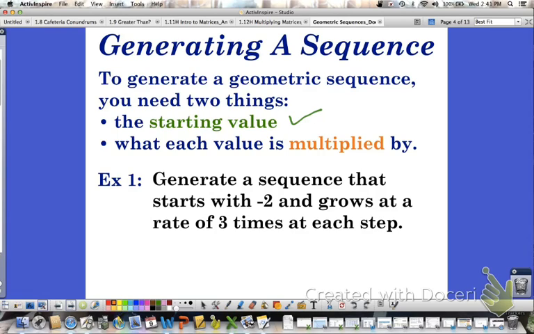So in my first example, I'm saying generate a sequence that starts with -2 and grows at a rate of 3 times at each step. Well, if it starts with a -2, then I'm going to write a -2 at the beginning for my first number, and then to find the next number, I'm going to multiply by 3. Since -2 times 3 is a -6, I'm going to say the next term in my sequence is a -6. And then I'm going to continue that pattern of multiplying by 3, and I'm going to say the next term in my sequence is a -18. And I would continue that pattern of multiplying by 3, and I've just generated a sequence.